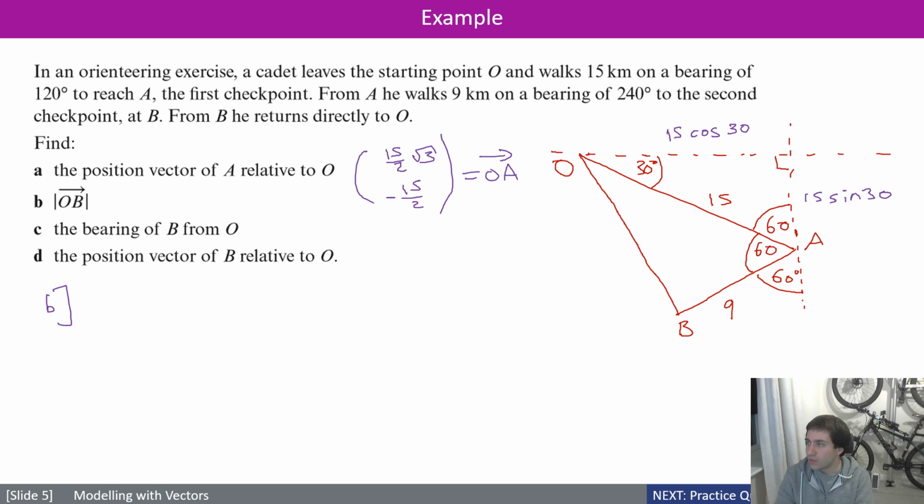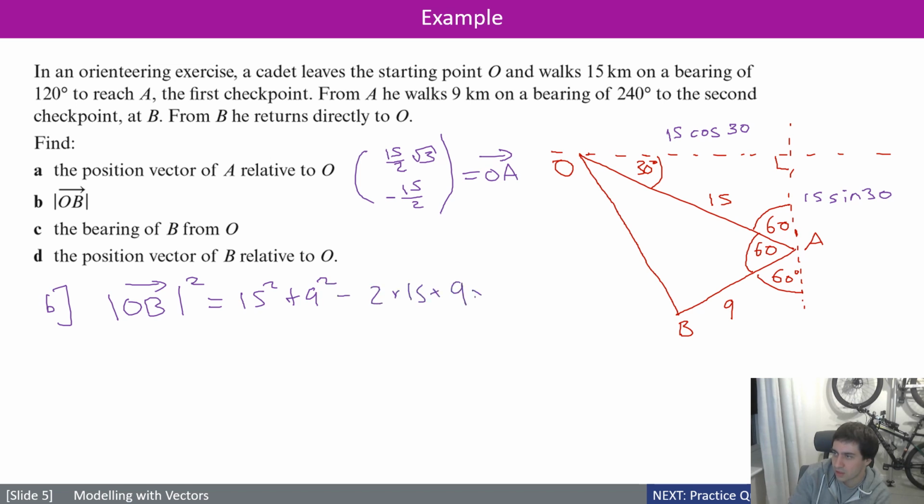So now we've got one of the internal angles of the triangle here, 60, and we've got two of the adjacent sides, 15 and 9. And I want this opposite side. So we can actually just use cosine rule to answer B, which is going to be, well, the magnitude of OB squared is going to be equal to 15 squared plus 9 squared minus 2 times 15 times 9 times cos 60. Okay, we just make use of cosine rule. And I haven't got the calculator, but that works out to be 171.